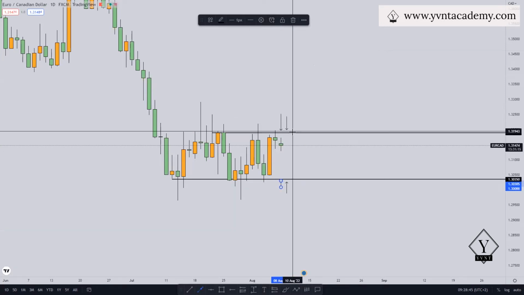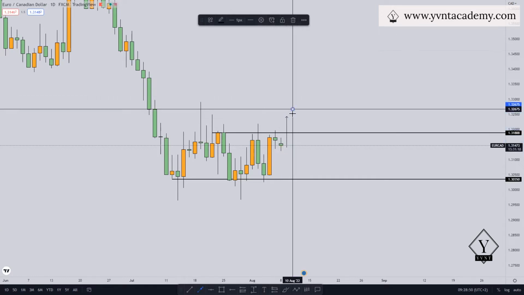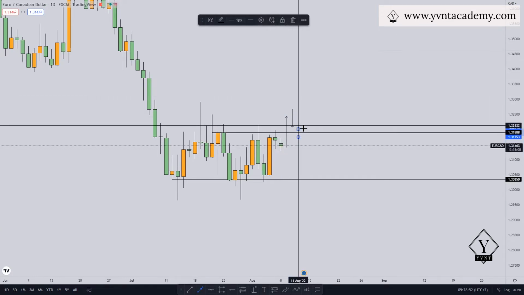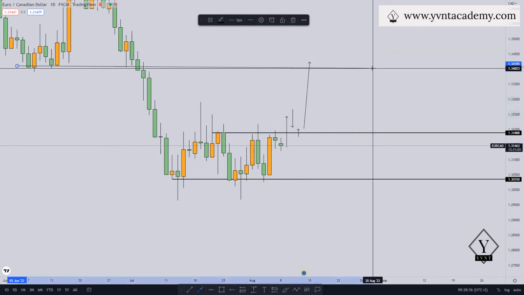If price doesn't continue moving to the downside and then breaks the upside, it's simple, guys. You just wait for a break and retest, and then you buy the market to the upside, with my target around these areas.